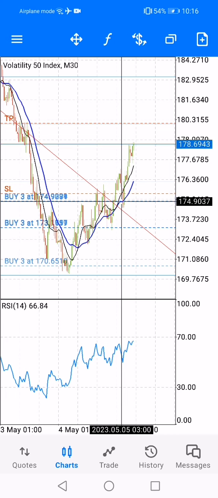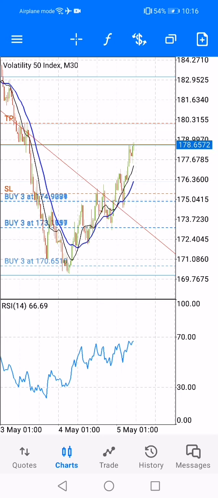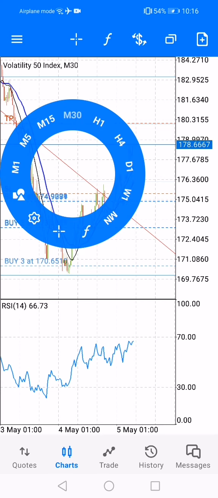Okay, now I'm certain that this price is heading higher. So what do I do now? I put a trailing stop. I start to trail my profits so that if this price was to reverse, I'm not going to lose a lot. But how do I put my take profits? First, I will have to go to a higher time frame like 4 hour.